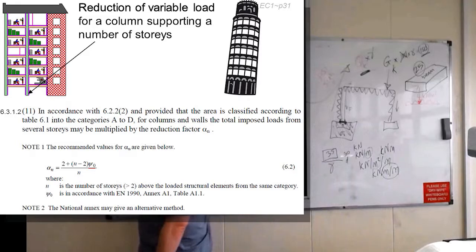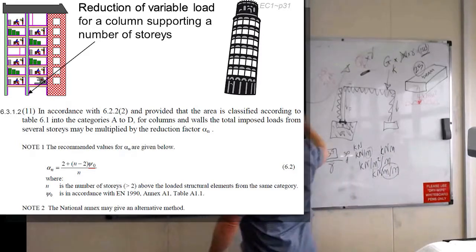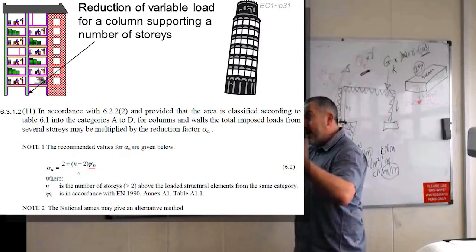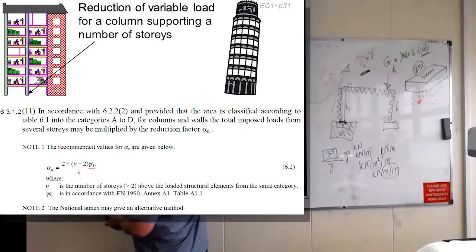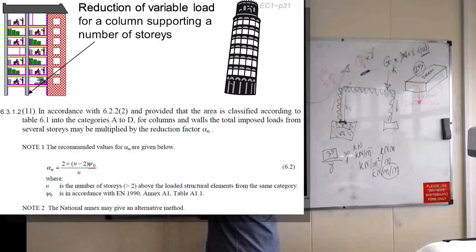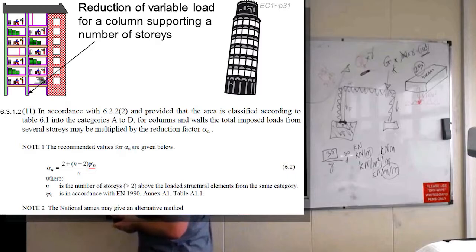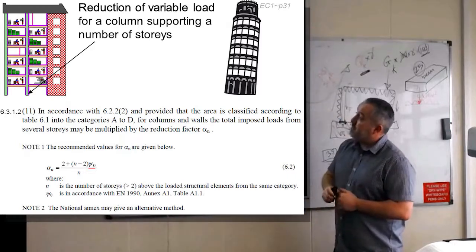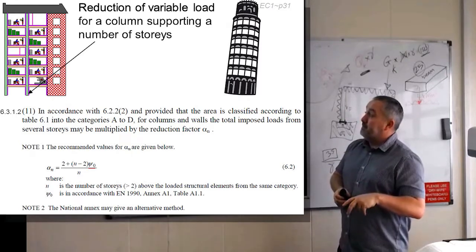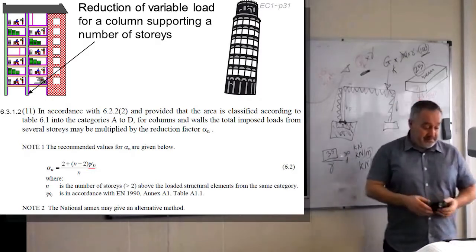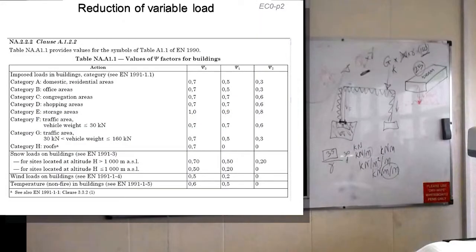This is saying alpha n, which is a factor that you'll be multiplying by whatever your QK is. So once you took the weight of all of the people, depending upon the number of floors that you have, n, so you have 2 plus number of floors, take away 2, times by this psi naught divided by the number of floors. So when you're designing columns, you'll be multiplying by this value here in order to reduce the variable load on a particular element. Where do you get this psi value?